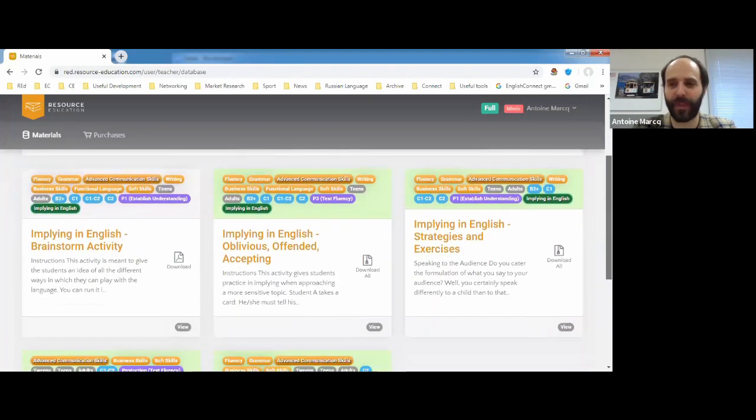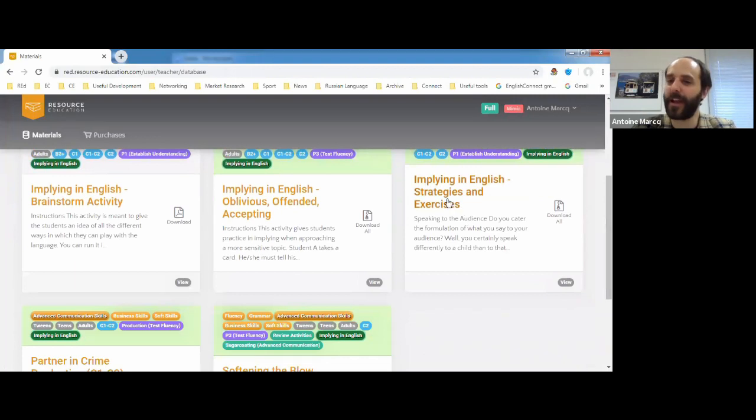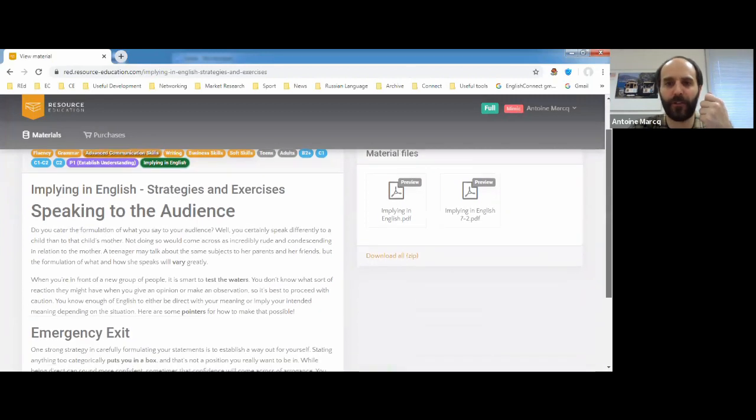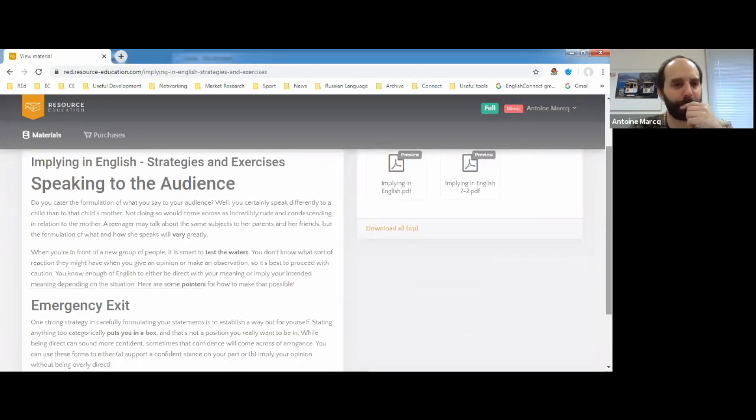I always start with that one. The second P1 here all of a sudden deals with strategies and exercises. So as you start, the first P1 is a very good lead to this soft skill of implying in English.